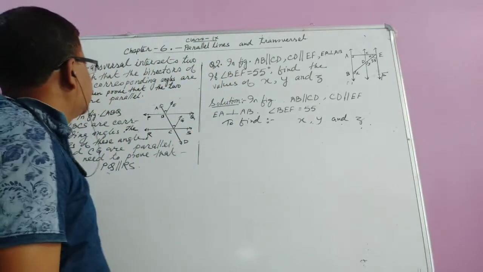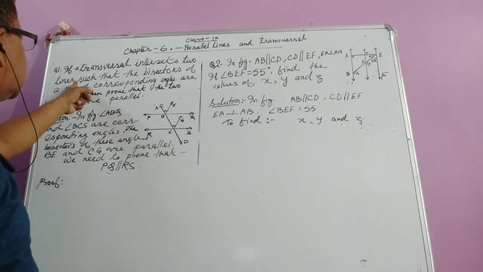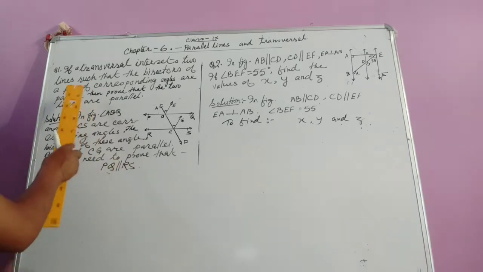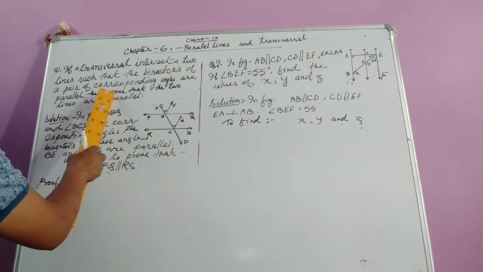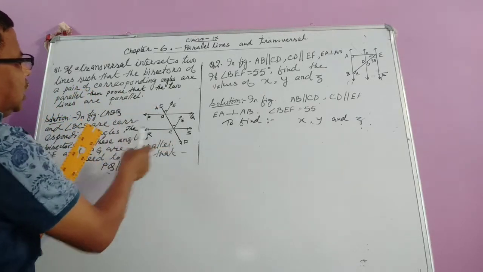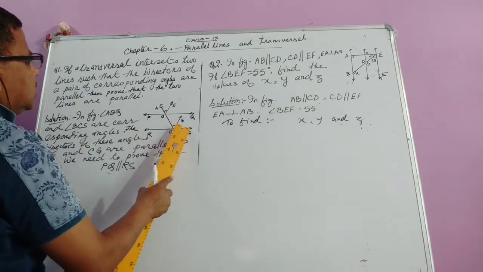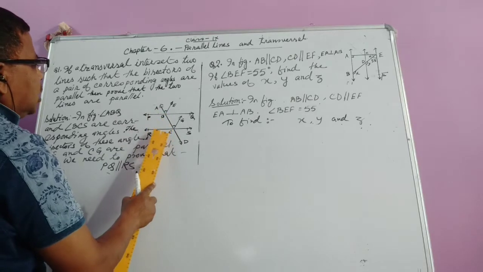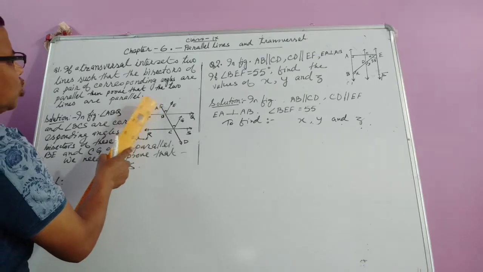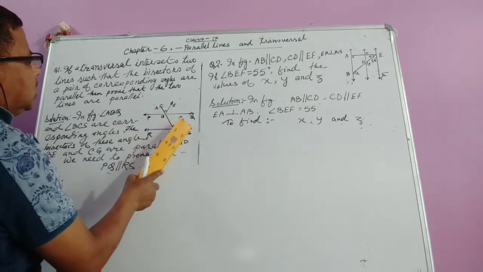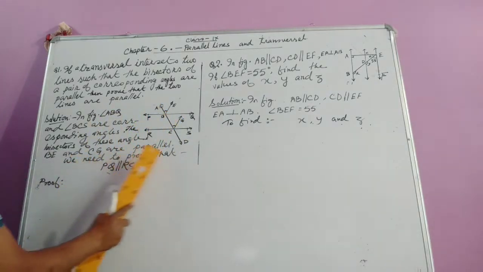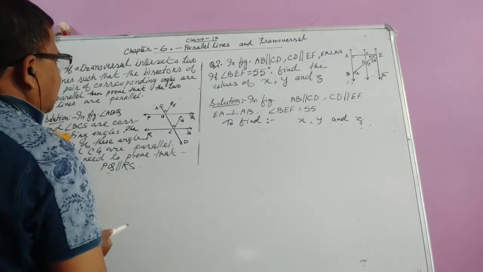The first question is: if a transversal intersects two lines such that the bisectors of a pair of corresponding angles are parallel, then prove that the two lines are parallel. That means the transversal AD intersects PQ and RS, where BE and CG are bisectors of two corresponding angles, angle ABQ and angle BCS, and BE is parallel to CG. We need to prove that PQ is parallel to RS. Now I am going to prove it.